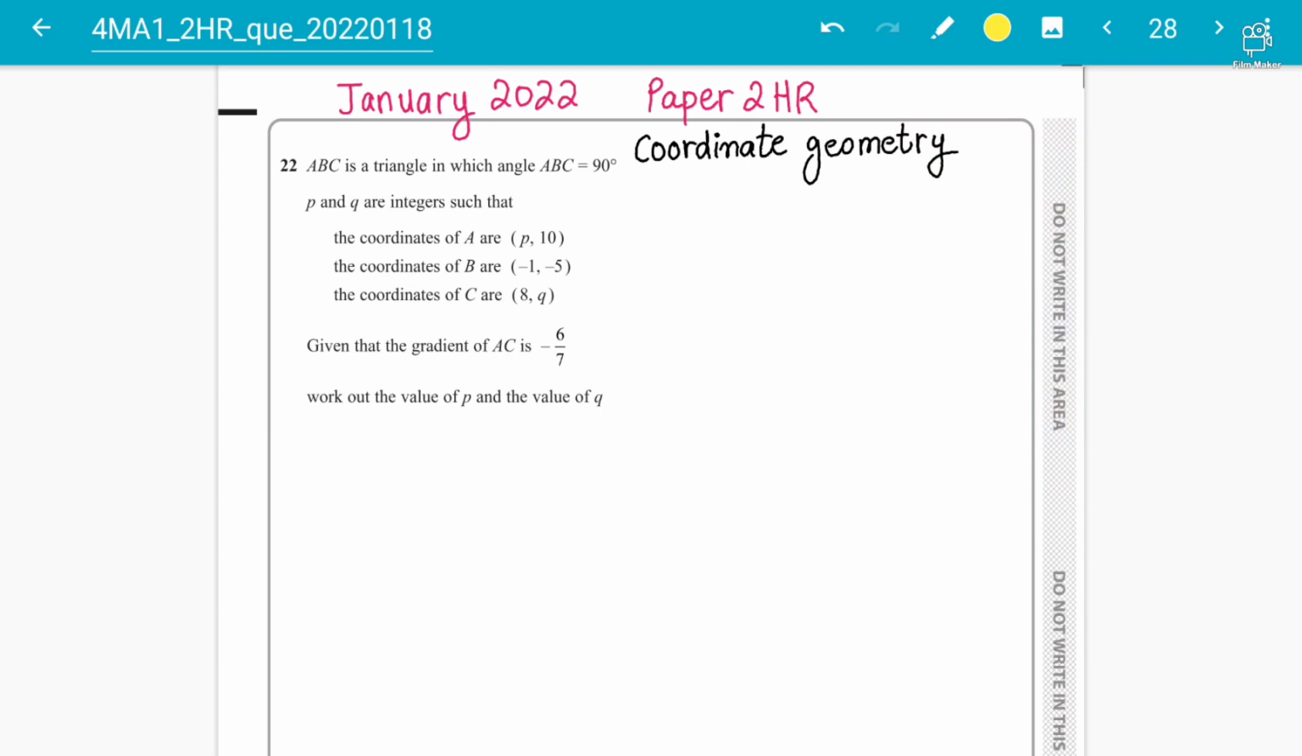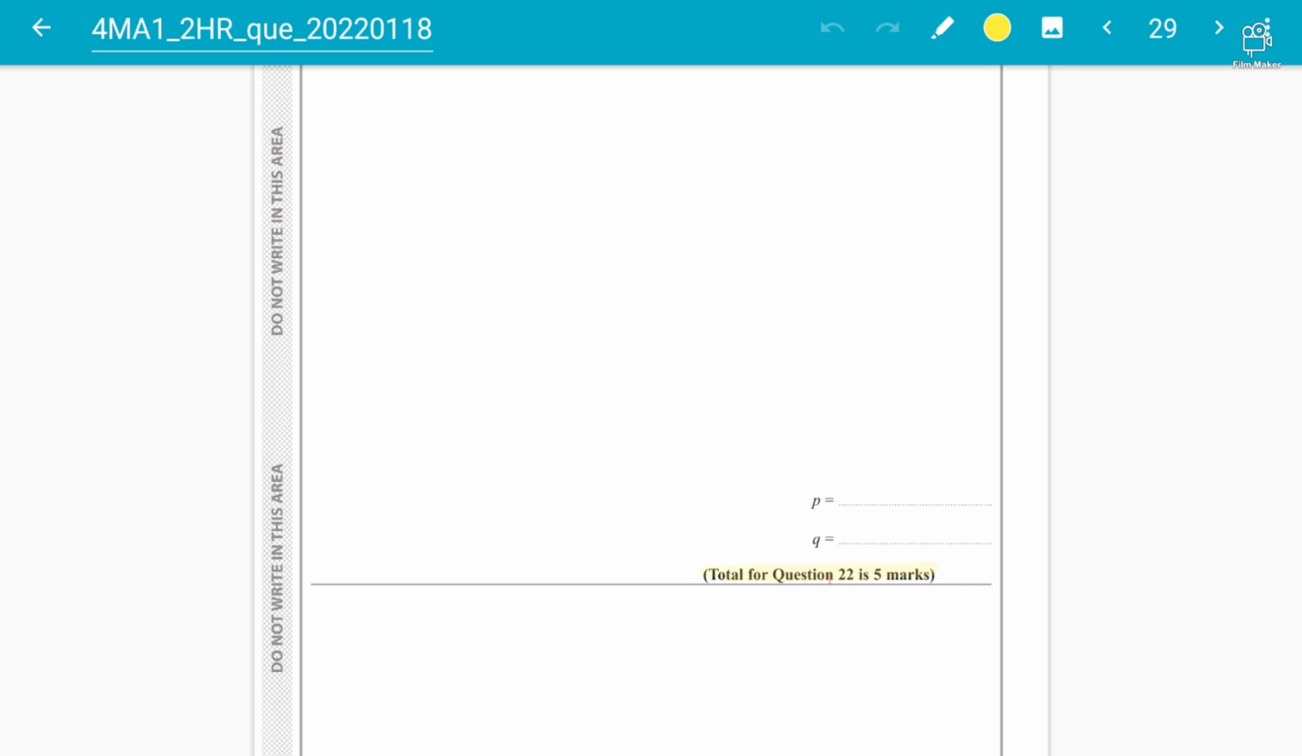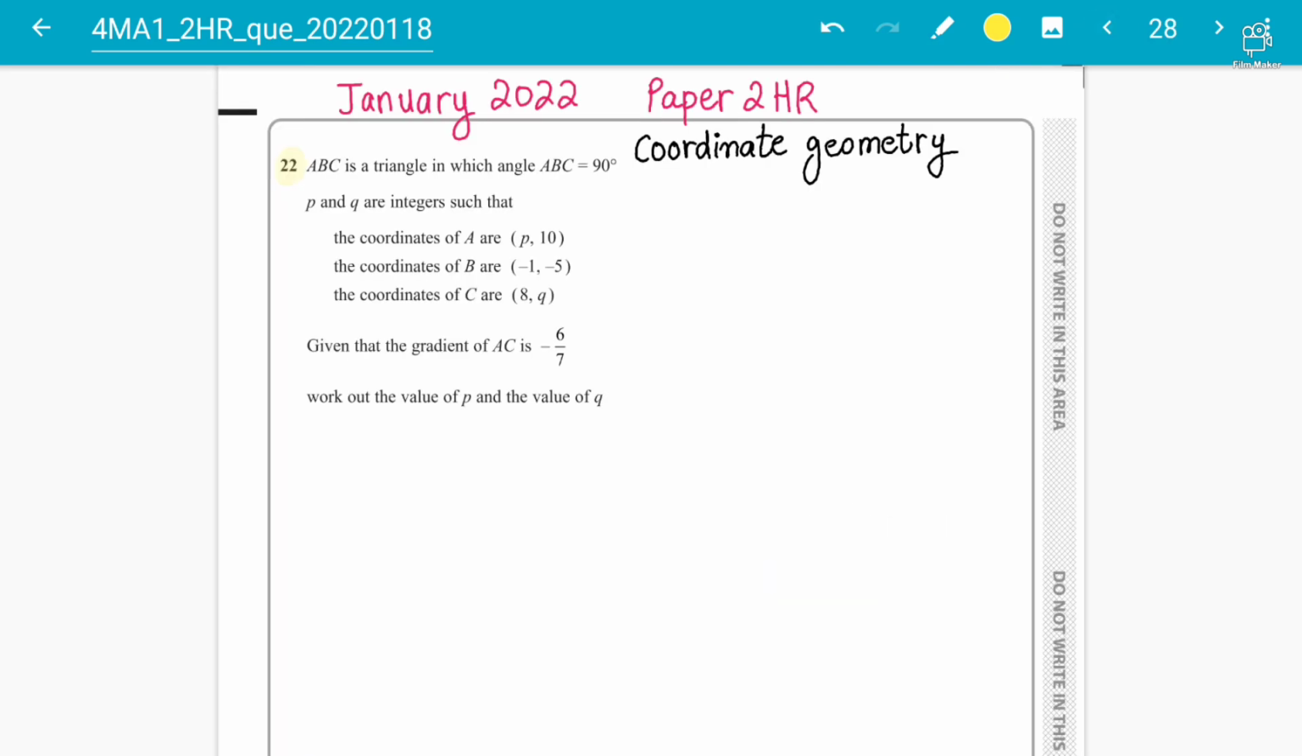Okay, we'll be solving a couple of questions. Let's solve question number 22 because usually students struggle with the end questions, towards the end of the papers. It's a 5-mark question. Total for question number 22 is 5 marks.